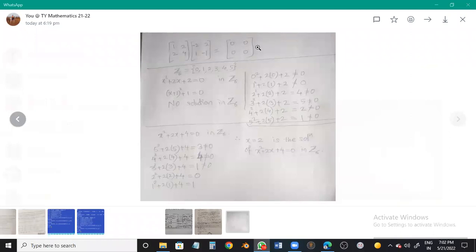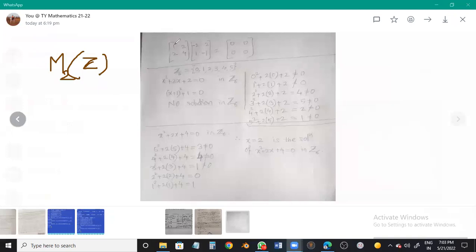So there was a question to show that in M2 of Z. By M2 of Z we mean the set of all 2 by 2 matrices, and Z means we are allowed to use integer entries.